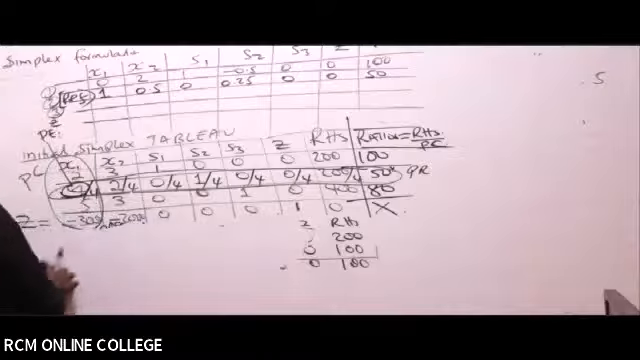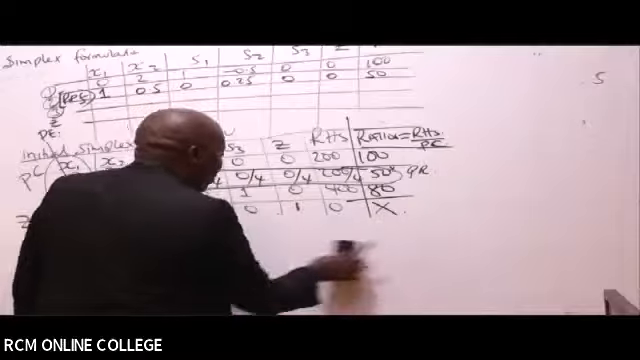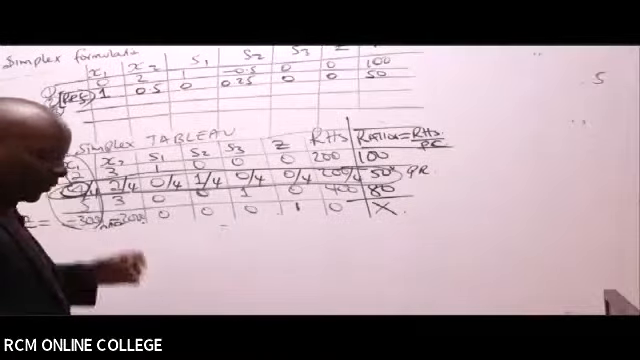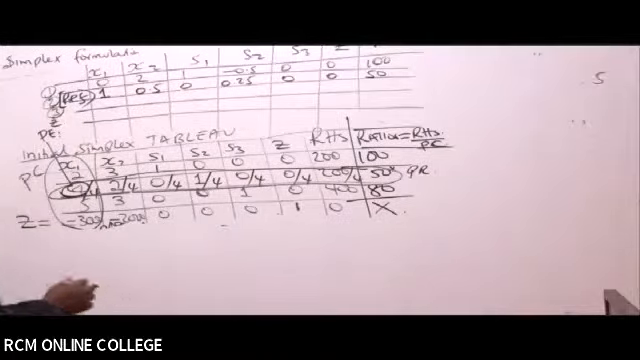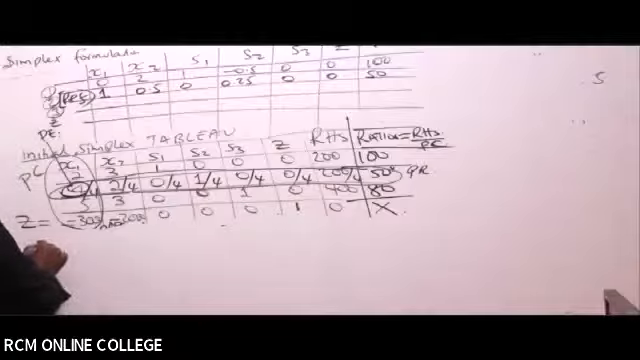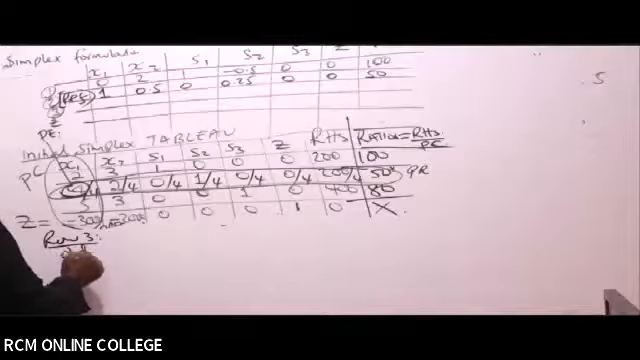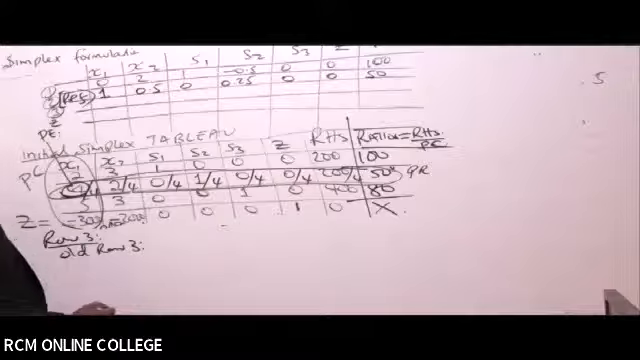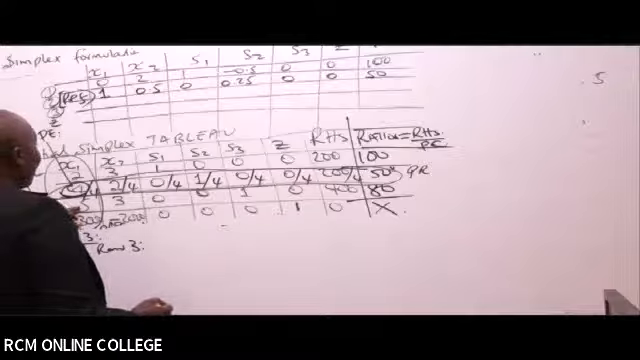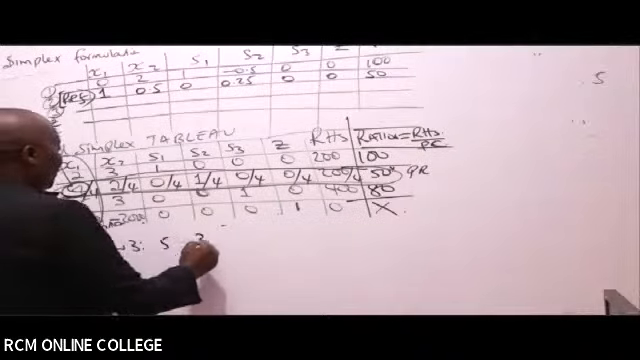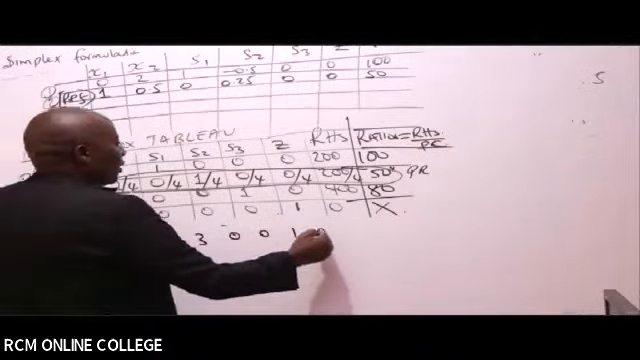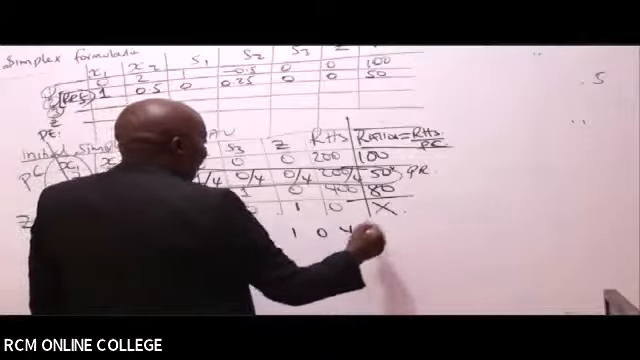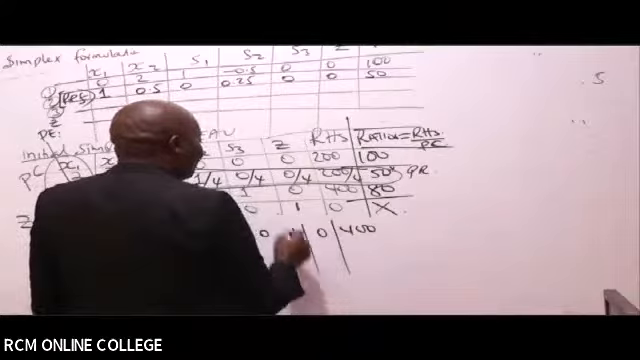So let's do row number 3 together. We say row 3 is missing, so we say old row 3. You don't have to write those X's so long as you really are quite aware. So this is 1, 2, 3. The old row 3 is 5, 3, 0, 0, 1, 0, 400. Don't write the ratio, remember.